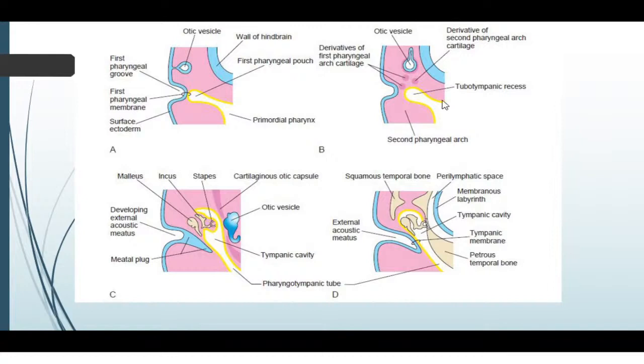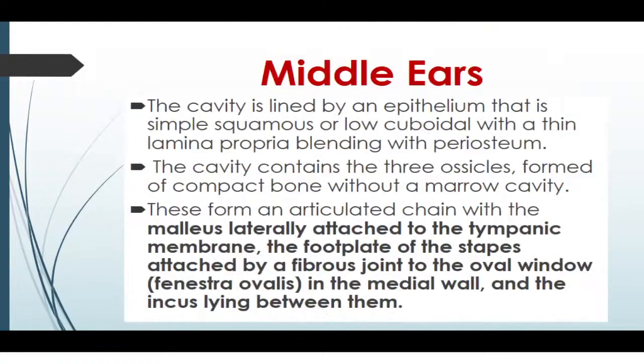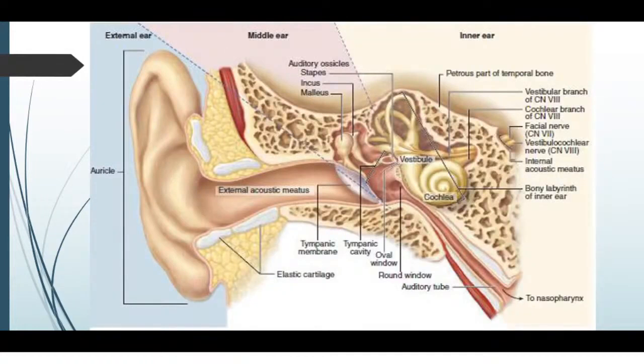Next, this is the first pharyngeal pouch, which forms the auditory tube and middle ear, and we have the subtympanic cavity differentiating. The tubotympanic recess is visible also here. Well, now the middle ear, we have the same components visible.